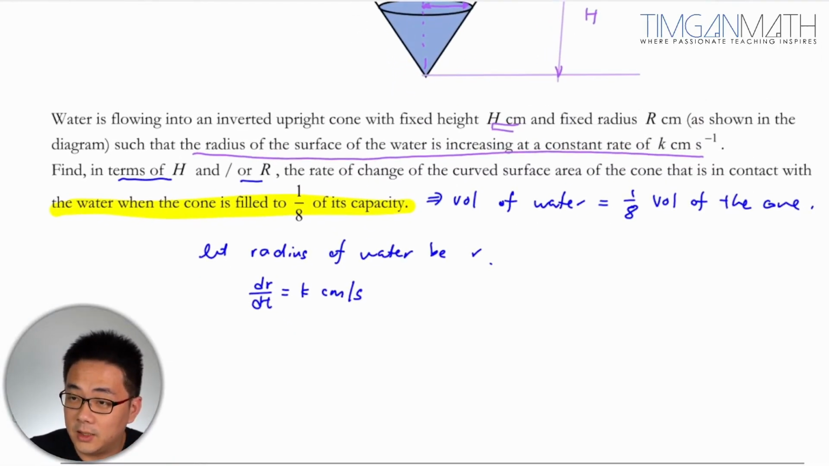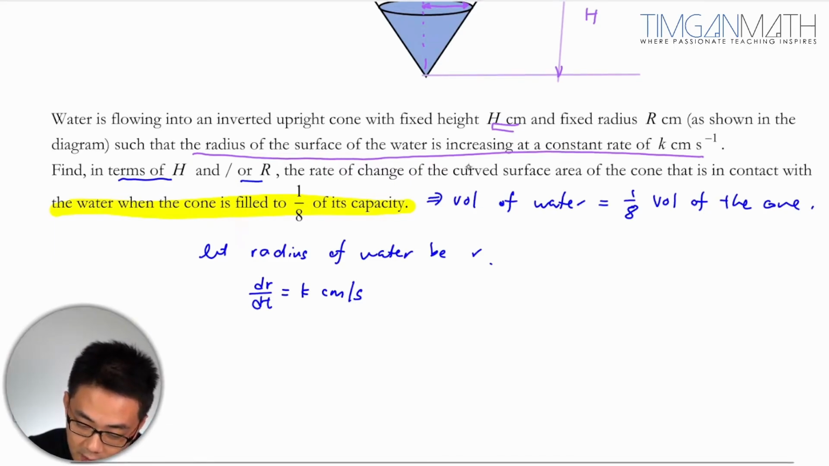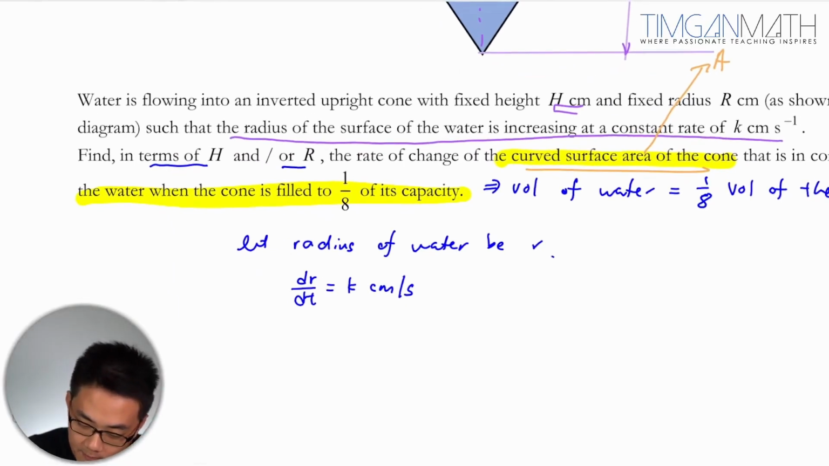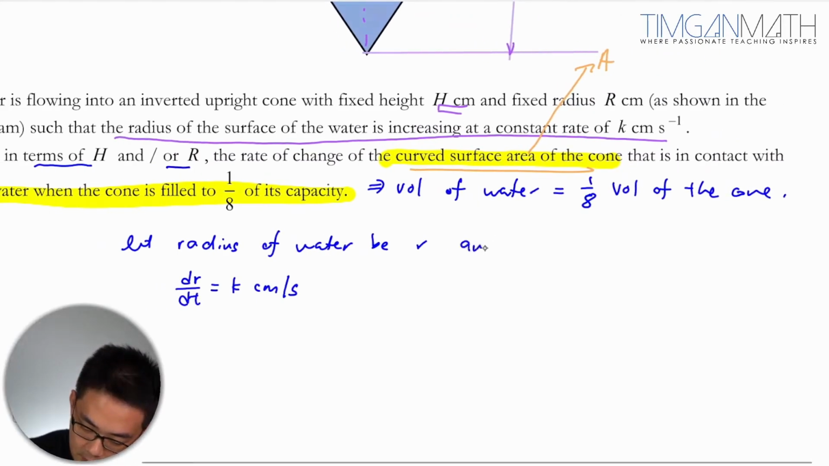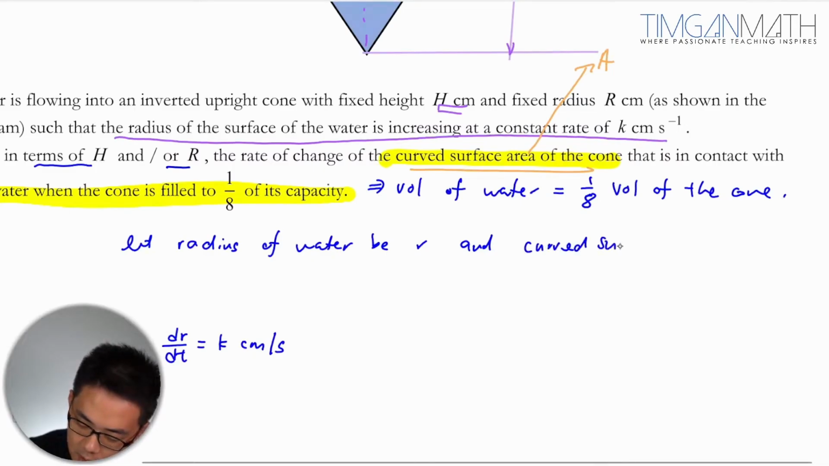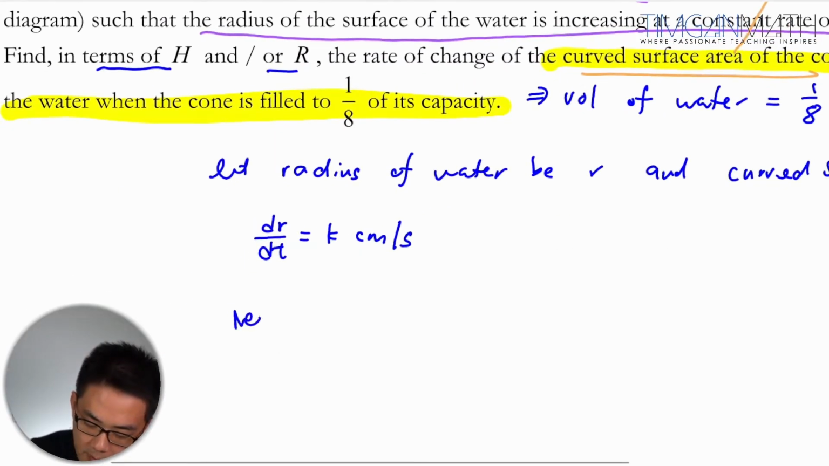Now the first thing is to understand you want the rate of change of the curved surface area, meaning to say you want A. Let A be the curved surface area. Okay, so what you need to find is dA/dt.